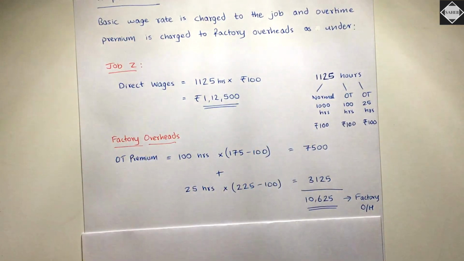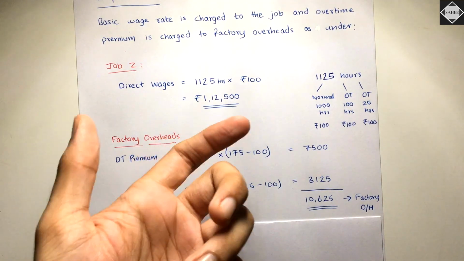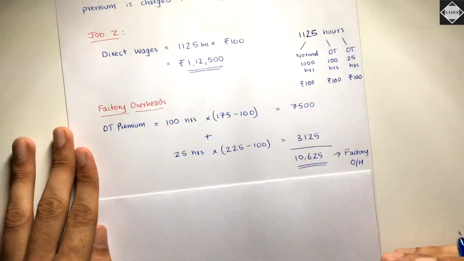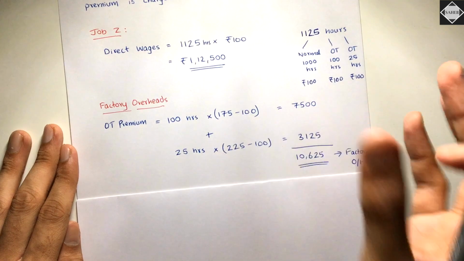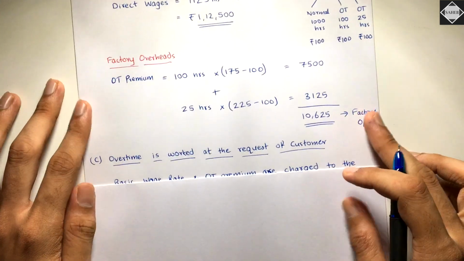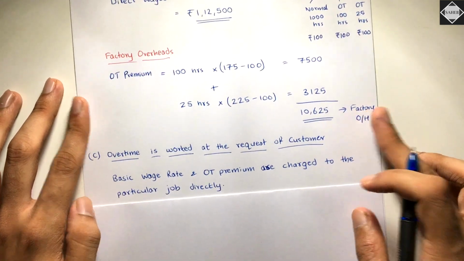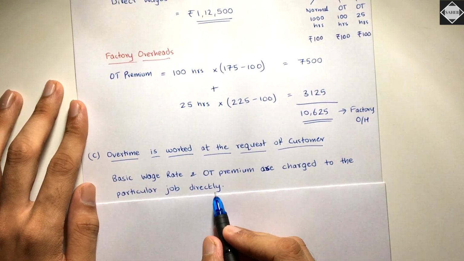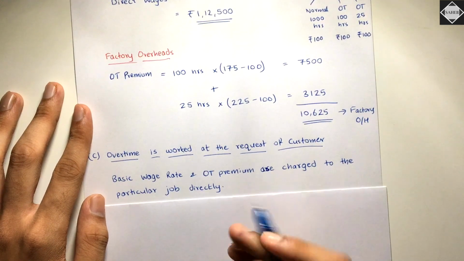So when we prepare the job cost sheet or the quotation also, we will say to the customer, see, we have to make our worker work overtime, so we are charging you this overtime payment, the entire thing. Is it clear? The normal element as well as the overtime premium. So see here, overtime is worked at the request of the customer. Basic wage rate and OT premium are charged to the particular job directly. Okay, everything is charged to the job.